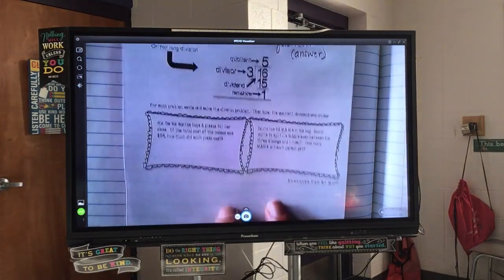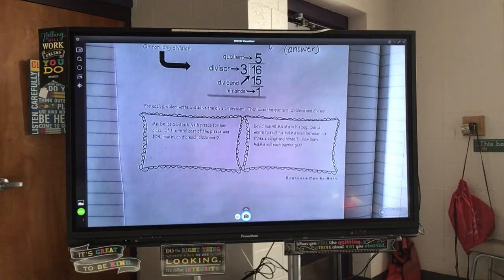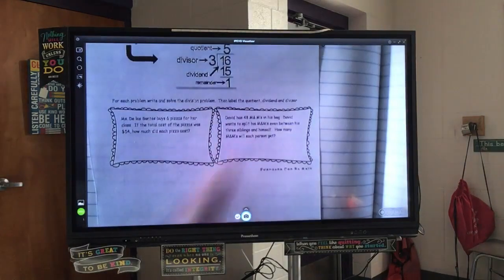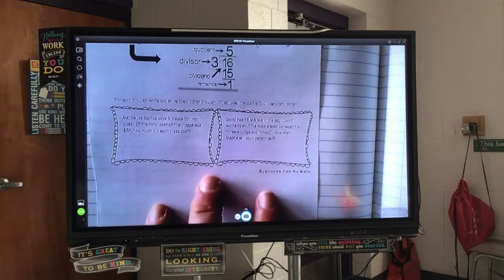Down here we're only going to do one of these, not both. This is just getting our brains thinking about long division. So let's do the second one. David has 48 M&Ms in his bag. David wants to split his M&Ms evenly between his three siblings and himself. How many M&Ms will each person get?